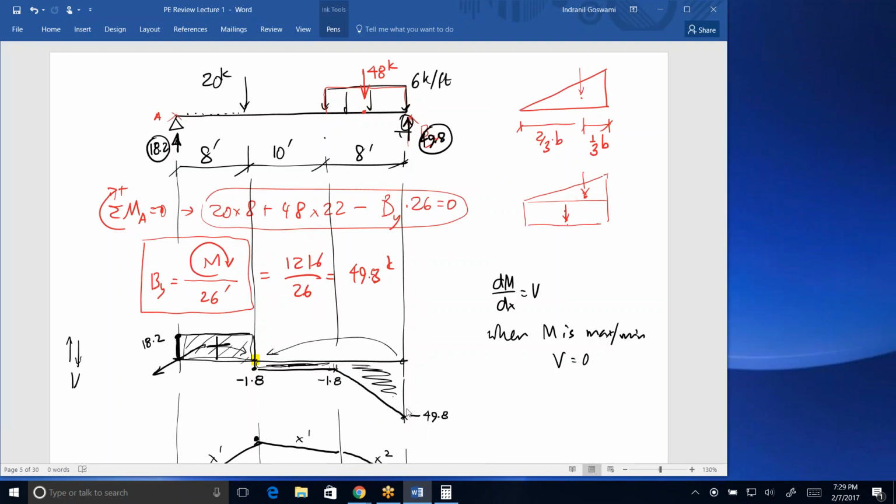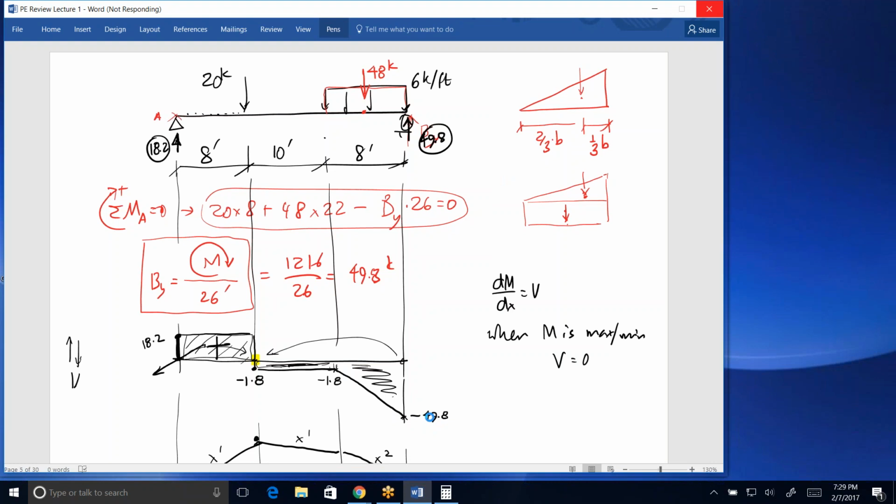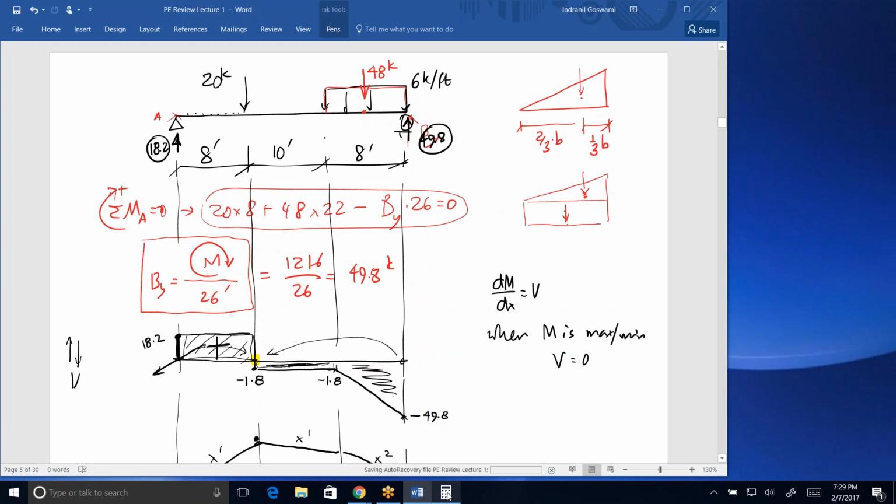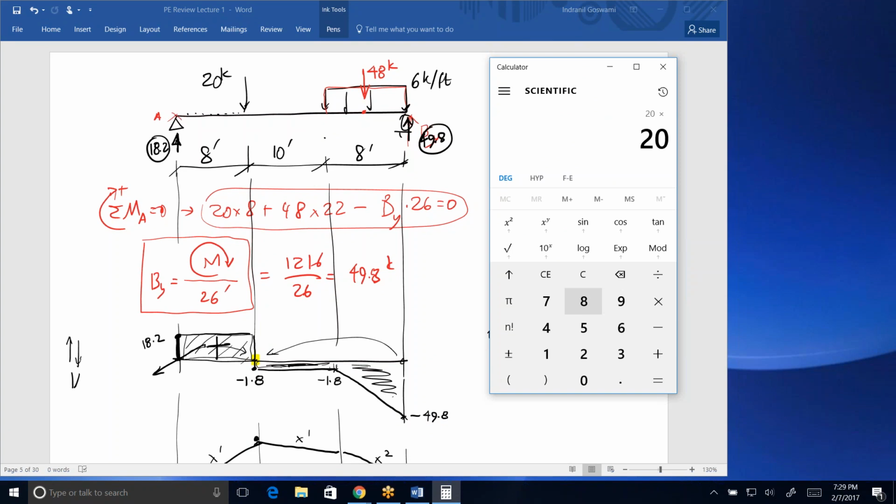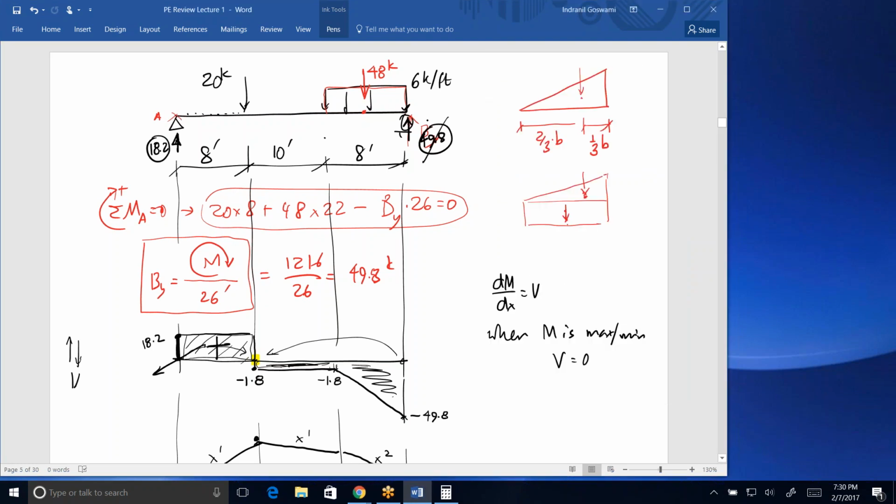20 times 8 plus 48 times 22 gives 46.8, and I wrote it up there as 49.8. That's where I made the mistake. So this should be 46.8 instead of 49.8, and that will be 21.2. Yeah, that'll make slight changes. Sorry about that.